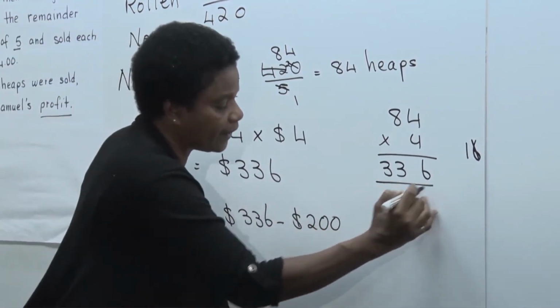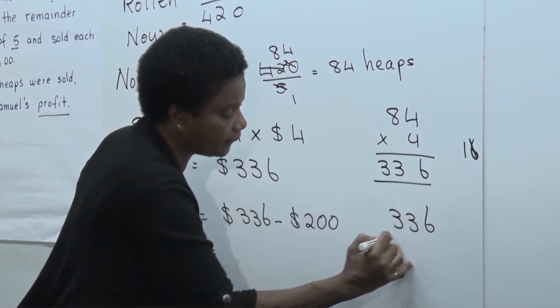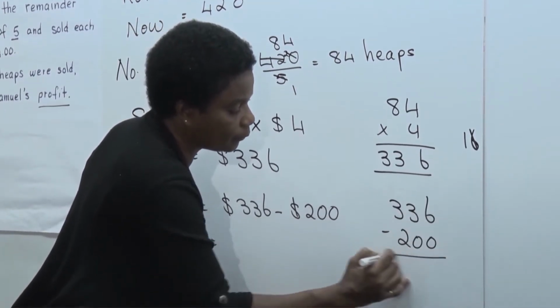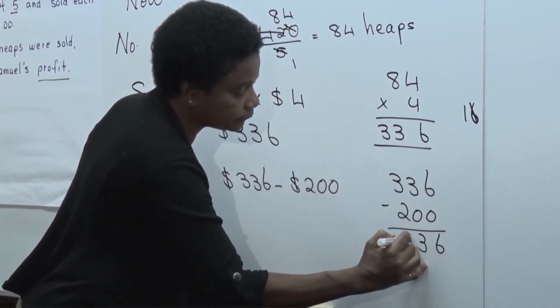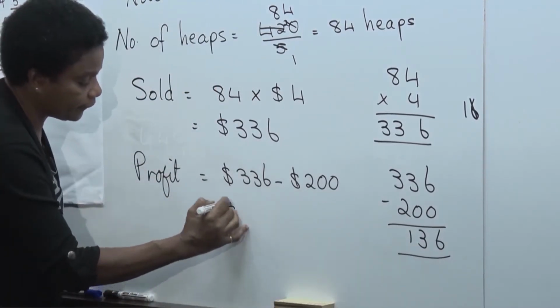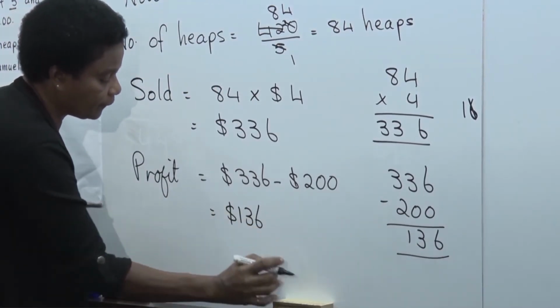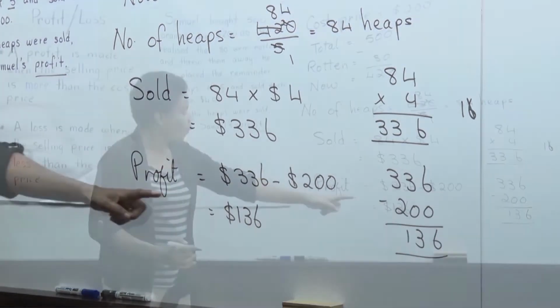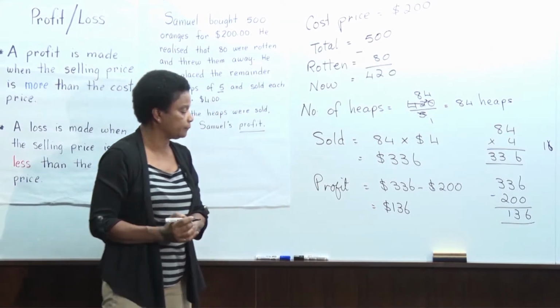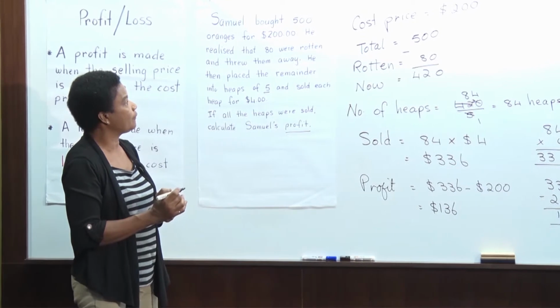Yes, so let's work that out. 336 minus the 200 will leave us with $136. So Samuel's profit was $136. Let's go through the steps once more.